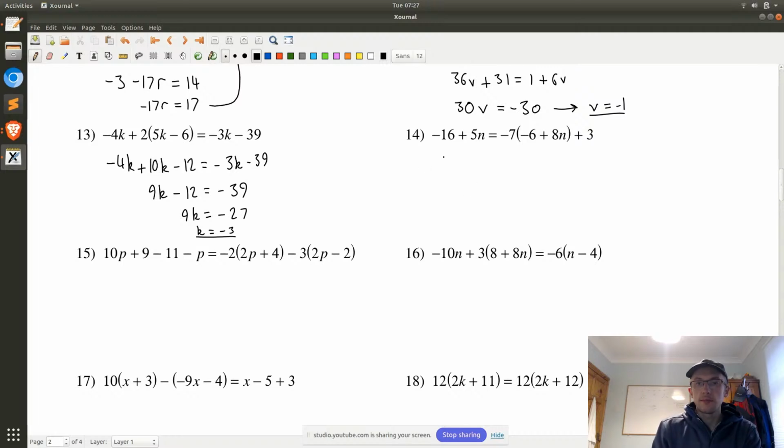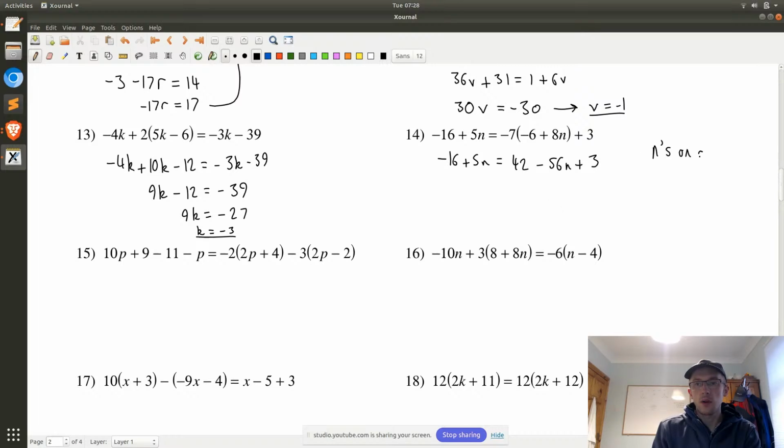Okay. Here in problem 14, expand. When I just say expand, it's expected that you know what that's pointing to, this bracket here on the right-hand side. What else could it possibly be? So negative 7 times negative 6, that's 42. And then negative 56n, and then add 3.